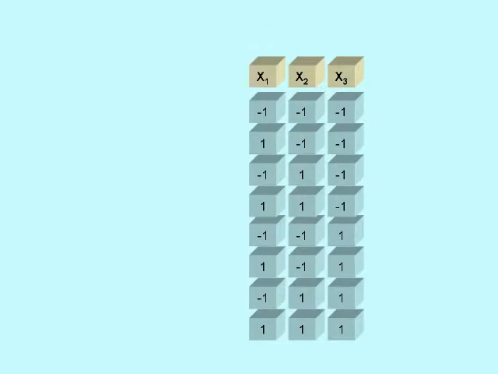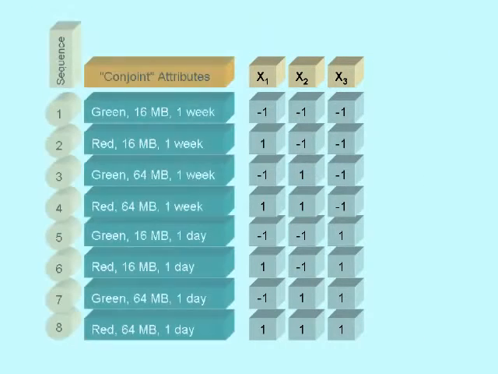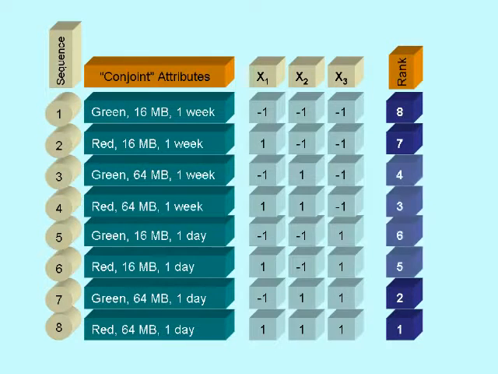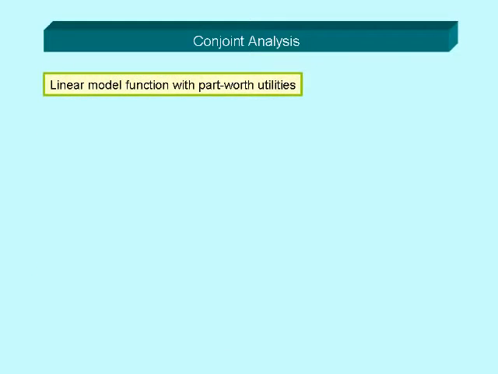The next step in a conjoint analysis is to ask a person for a ranking of the possible combinations. For example, to give a 1 for the most preferred combination, going down to 8 for the least preferred combination. Then we use a simple linear model function to describe the ranking and to find the part-worth utilities.